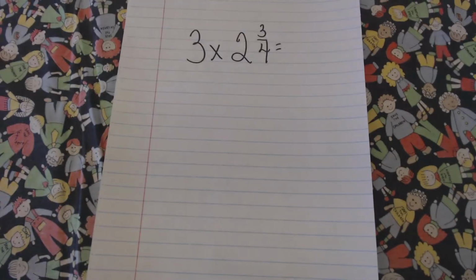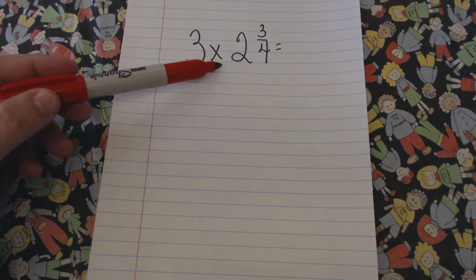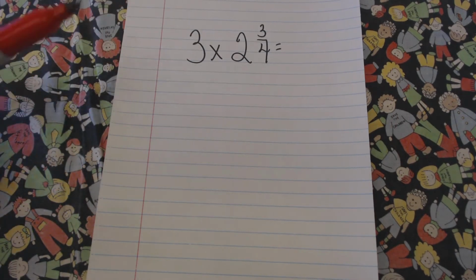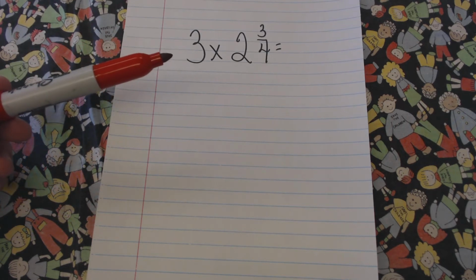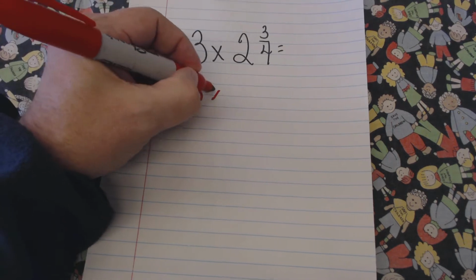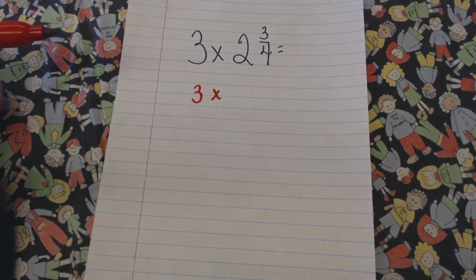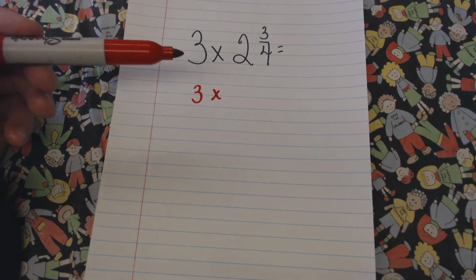Here we have 3 times 2 3/4. This is a whole number times a mixed number. Before we solve this, we are going to rewrite the problem as 3 times, instead of 2 3/4, we want to make this into an improper fraction. We learned how to do that last chapter.